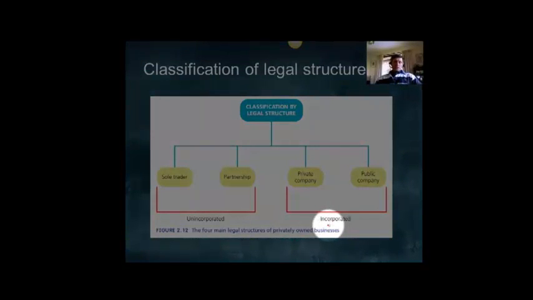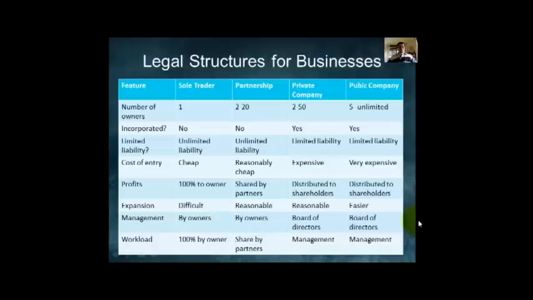We can classify them into incorporated, so that means that they are a company. They have different benefits, but they also have other downsides and costs. And we have the more simple forms of ownership, but they're unincorporated. Again, they've got advantages and disadvantages. Let's look at those. There are 4 different types of structures for business.